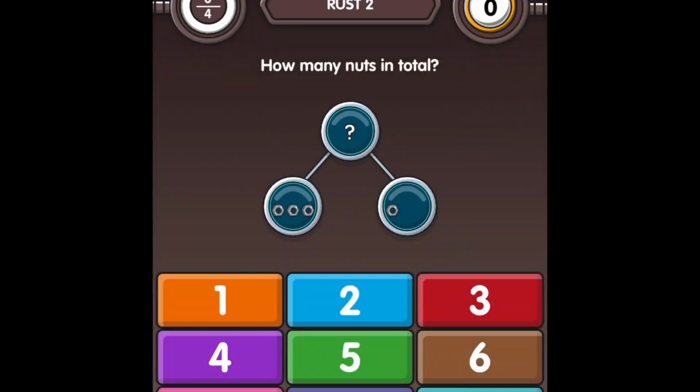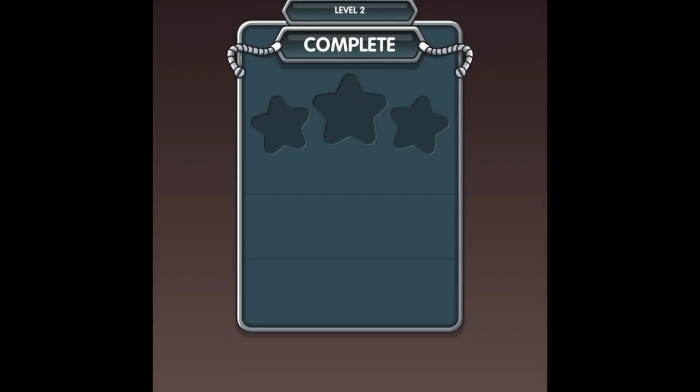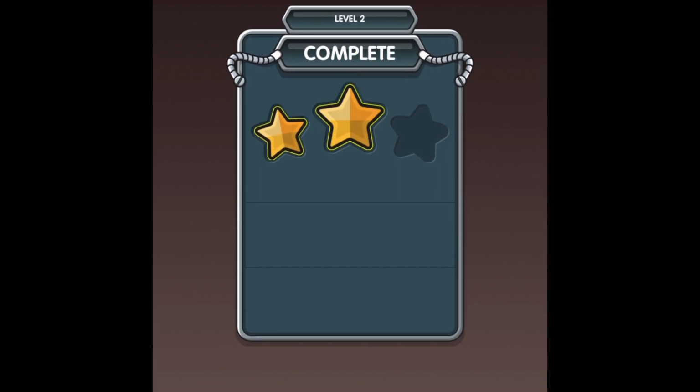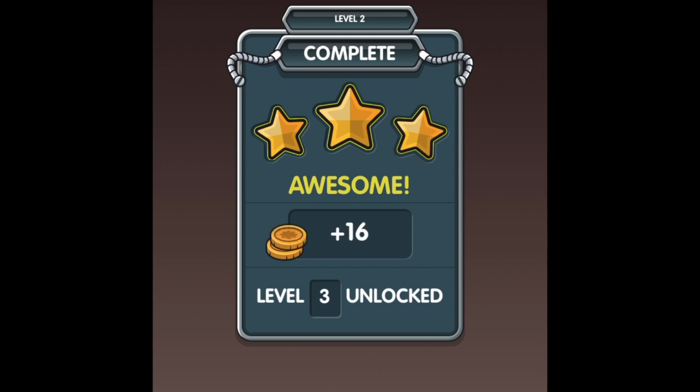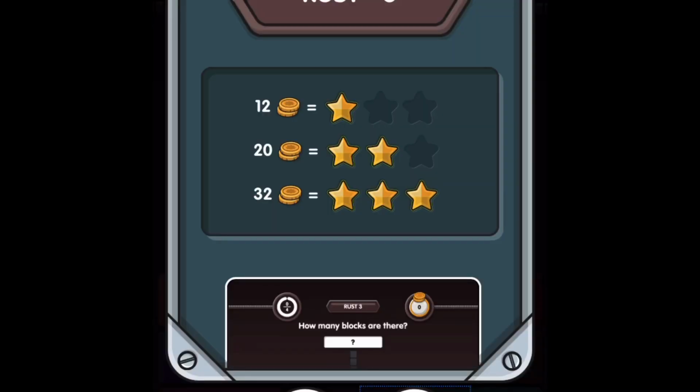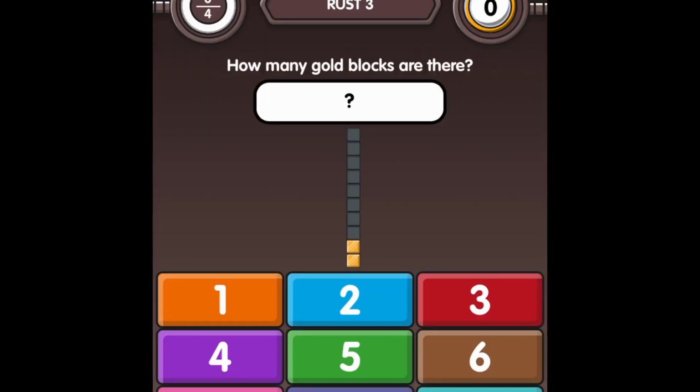Remember to log into Numbots as well. So this is at the very start. It gets a lot trickier as you go on. But for now, here's a part-whole model and I just have to count how many I've got all together. Remember, you earn coins as well. Yay, I'm a pro. Awesome. So I earned 32 coins and unlocked level 3. And now I have to count how many gold blocks there are and so on.